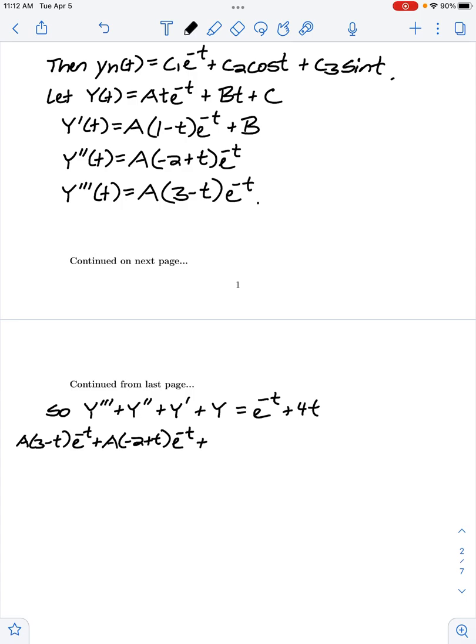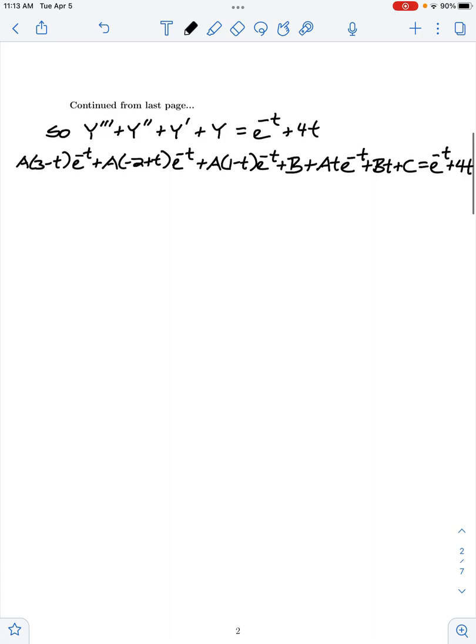plus y prime, which was a times 1 minus t e to the negative t plus b, and then plus y, which was a t e to the negative t plus bt plus c, and this still needs to equal e to the negative t plus 4t. So let's see what we get when we collect like terms here.